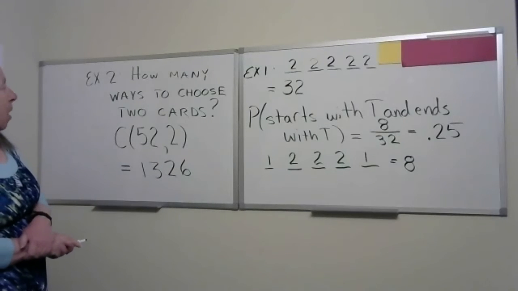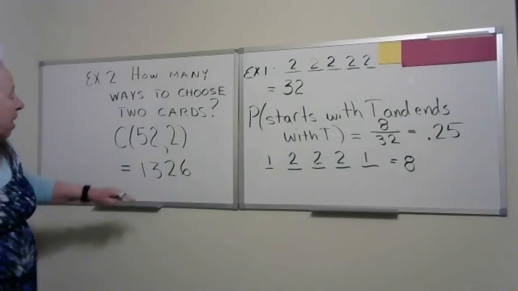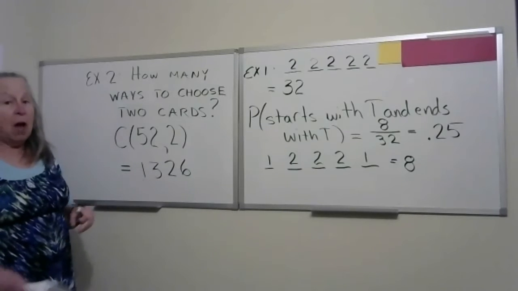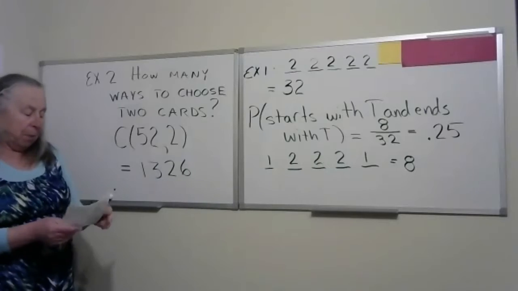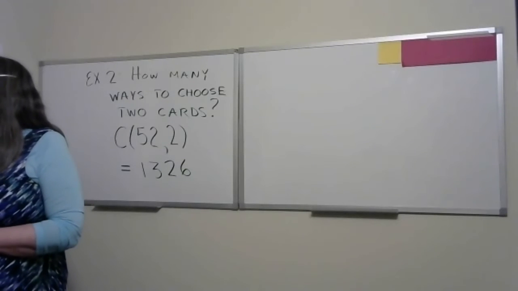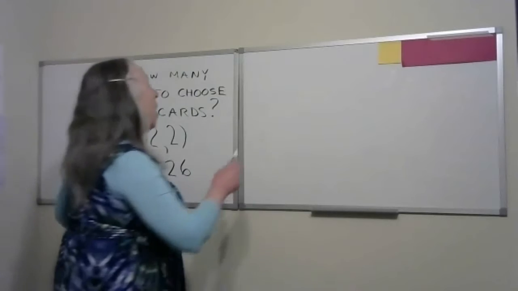Okay. So that's going to be the denominator for each of the probabilities that they're asking us about. Part A asks us for a pair is drawn.